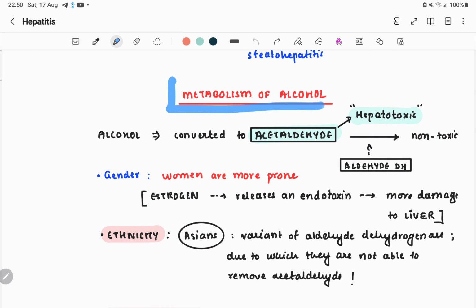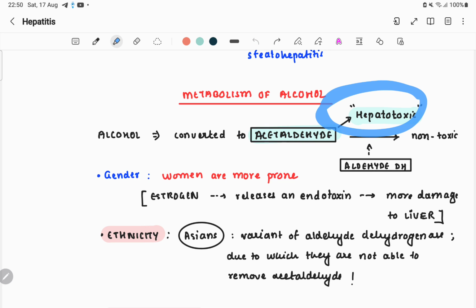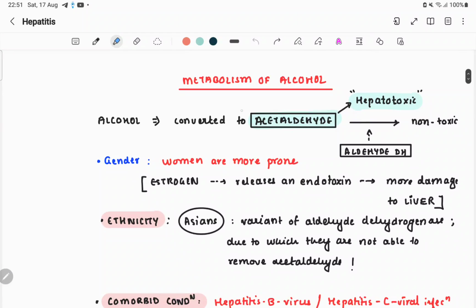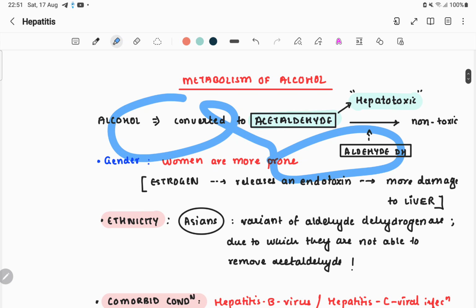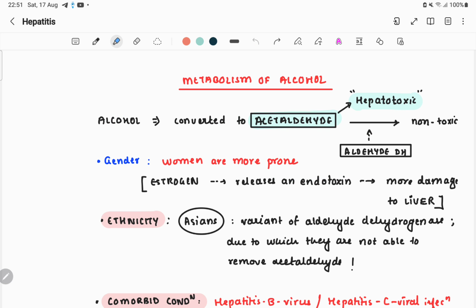Let's learn about the metabolism of alcohol. After that we'll see what are the things which you have to know. So alcohol is converted to acetaldehyde, and this acetaldehyde is basically hepatotoxic. Alcohol is converted to acetaldehyde by alcohol dehydrogenase. This acetaldehyde is converted to a non-toxic product by aldehyde dehydrogenase, right? So alcohol dehydrogenase and aldehyde dehydrogenase are two enzymes associated with the metabolism.